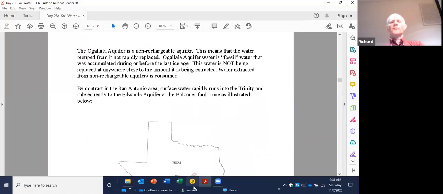The Ogallala aquifer is a non-rechargeable aquifer. That means the water pumped from it is not rapidly replaced. The Ogallala aquifer is fossil water, meaning that it was accumulated before or during the last ice age from water runoff from the Rocky Mountains. This water is not being replaced at anywhere close to the amount it's being extracted. Water extracted from a non-rechargeable aquifer is consumed.